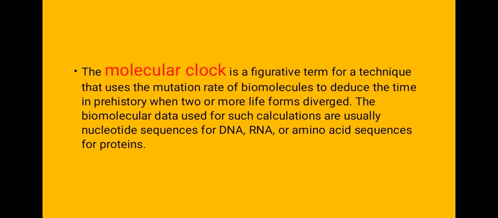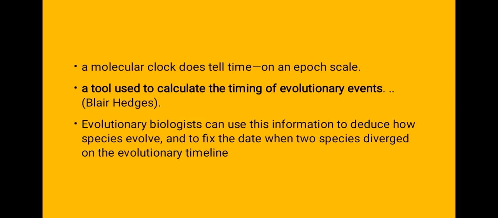A molecular clock is a figurative term for a technique that uses the mutation rate of biomolecules to deduce the time in prehistory when two or more life forms diverged. The biomolecular data used for such calculations are usually nucleotide sequences for DNA, RNA, or amino acid sequences for proteins. A molecular clock does tell time on an epoch scale, a tool used to calculate the timing of evolutionary events, developed by Blair Hedges.